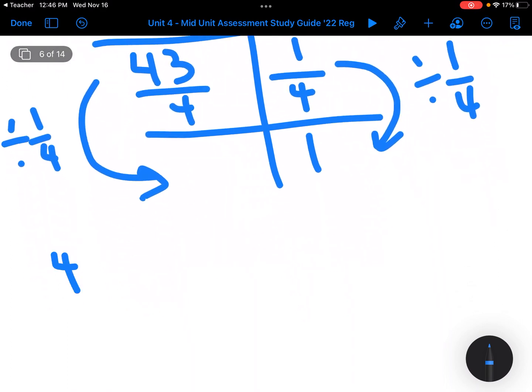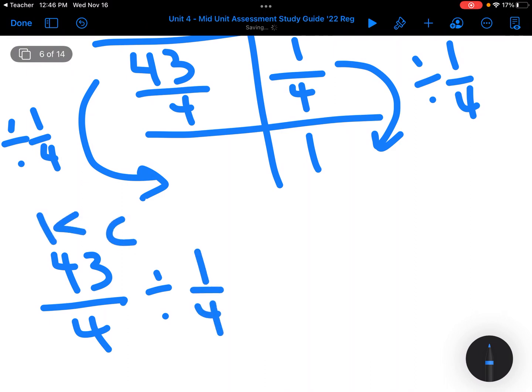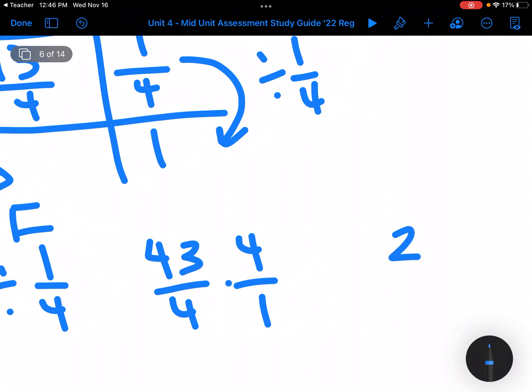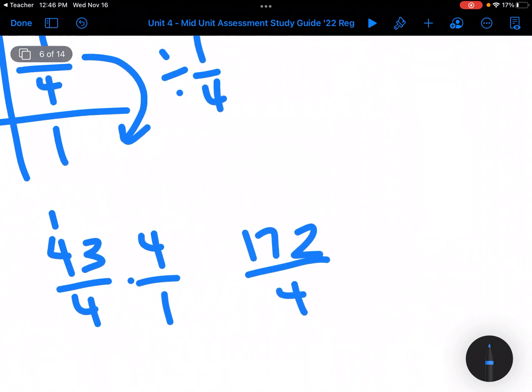So I have 43/4 divided by 1/4. So I'm going to keep, change, flip. That flip is called the reciprocal. 43/4 times 4/1. So I end up with 172 divided by 4.